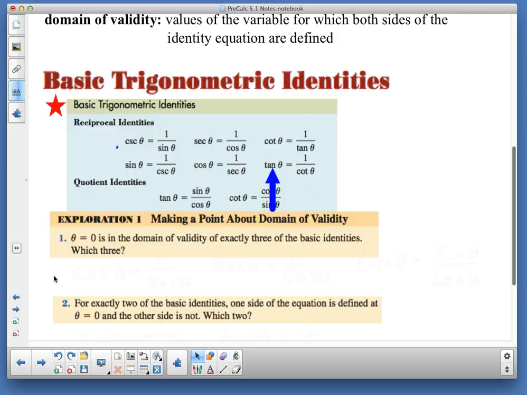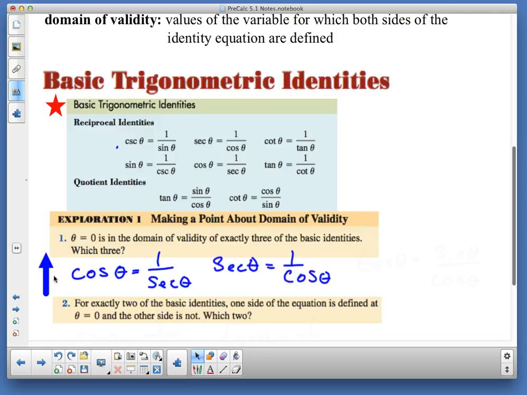Okay, so as we go through this, we've got to recognize some things that work on both sides, some things that work on one side, and we're going to answer those questions. So here, theta equals 0 is in the domain of validity of exactly 3 of the basic identities. Which 3? Well, as we went through this, we saw it was in cosine and secant. Okay, we also saw that it was in secant and cosine.